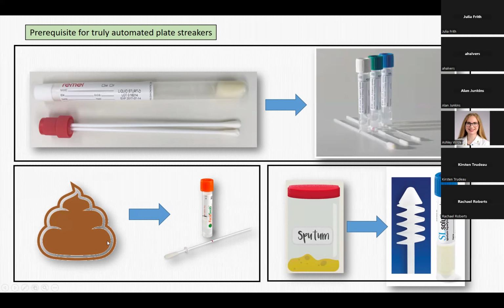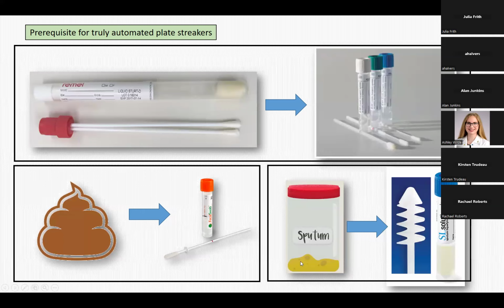Same thing with stool specimens. We don't want the actual stool. We have to put it in a transport medium, like Cary-Blair medium like this, so that the instrument could actually go in and pull up some of that liquid, not trying to streak directly from a pile of fecal material. And sputum.